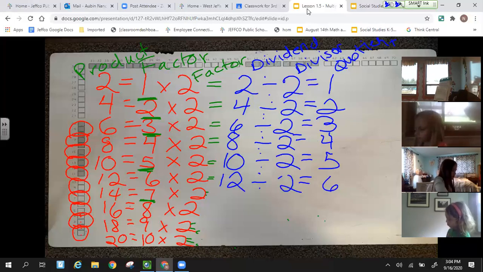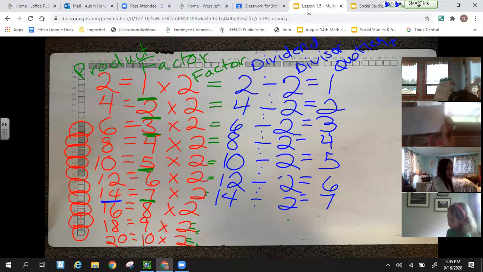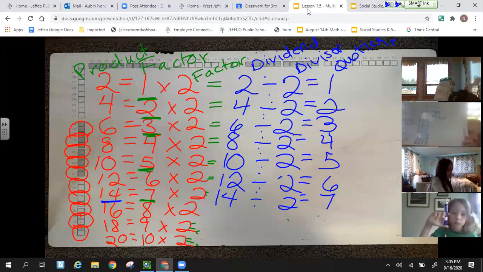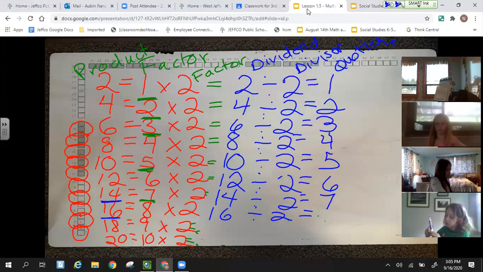Okay, so the next one's 14 equals 7 times 2. Lucas, what would that be? Excellent. Abby, what's the next one? Do you have it on your board? So Abby, bring your things and come right up here. 16 divided by 2 equals 8. Excellent.